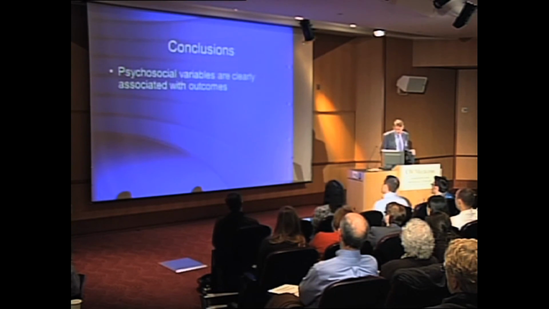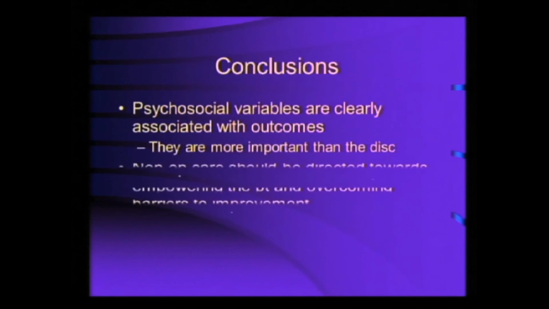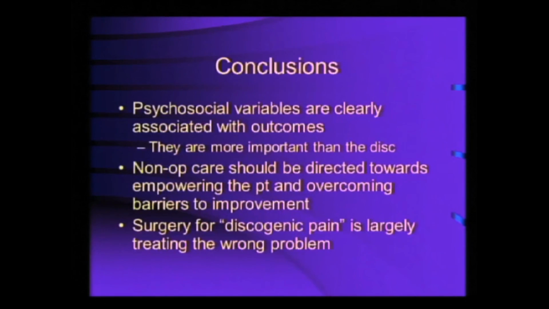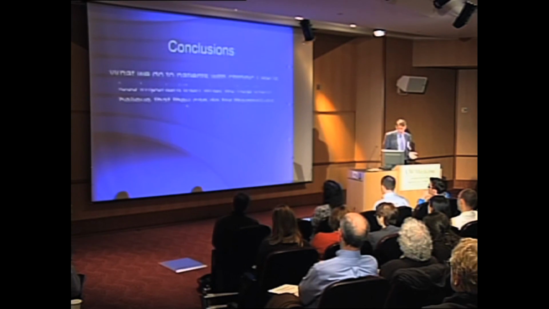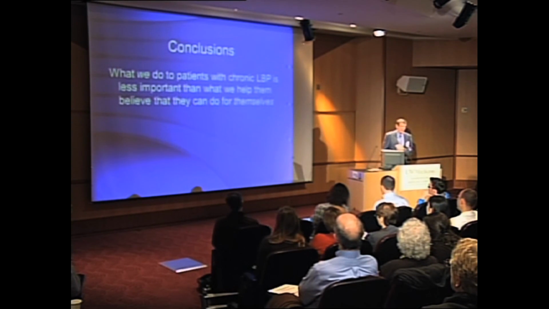So to conclude, looking at the data, psychosocial variables are clearly associated with outcomes. And they are much more important than the disc. Non-operative care should really be directed towards empowering the patient and overcoming barriers to improvement. That's what it should be. Surgery for discogenic pain is largely treating the wrong problem. And frankly, I think what we do to our patients with chronic low back pain is less important than what we help them believe that they can do for themselves. That should be our goal.